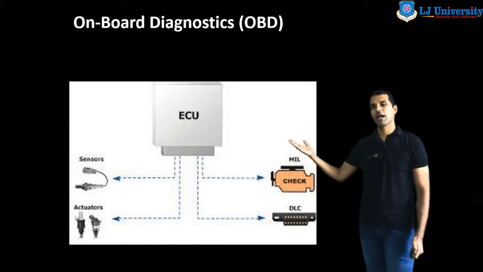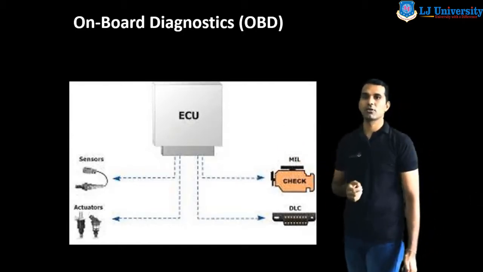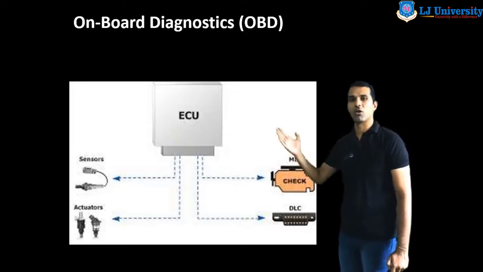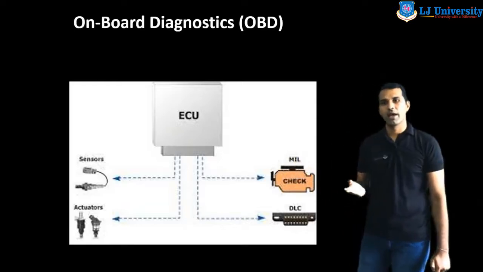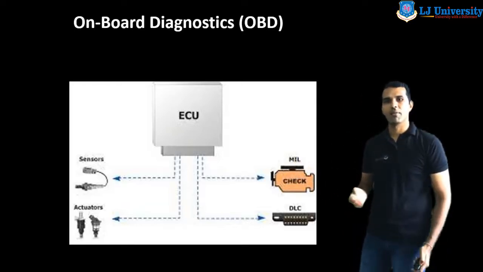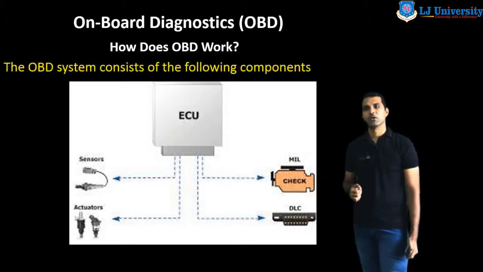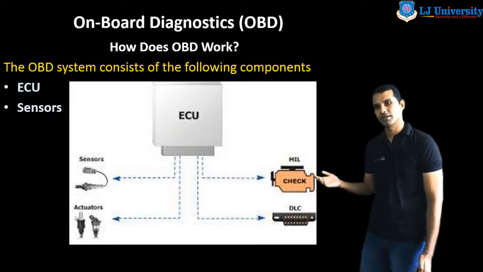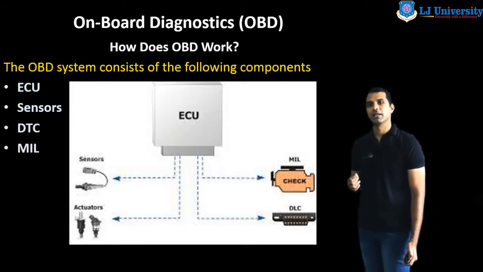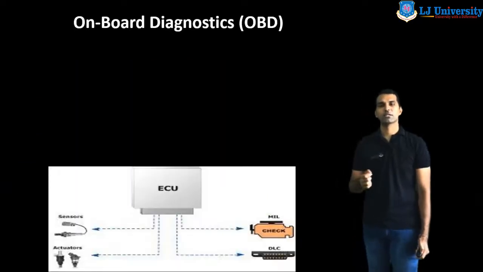So this is the block diagram of the OBD control system. Here the ECU, that is the electronic control unit, is the main heart of this system, and it is connected with the sensor, actuator, DLC and MIL. So how does OBD work? We discuss here. The OBD system consists of the following components: first the ECU, then sensors, then DTC, then MIL, and DLC. So now we discuss them one by one.